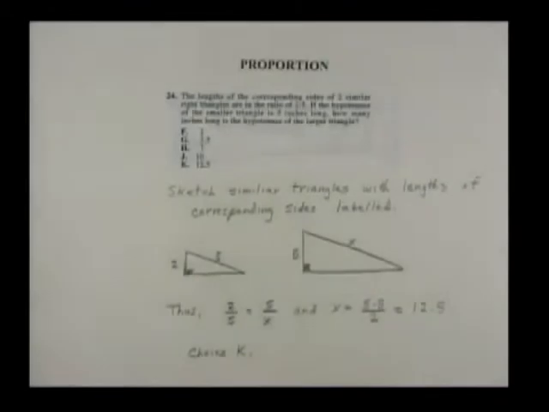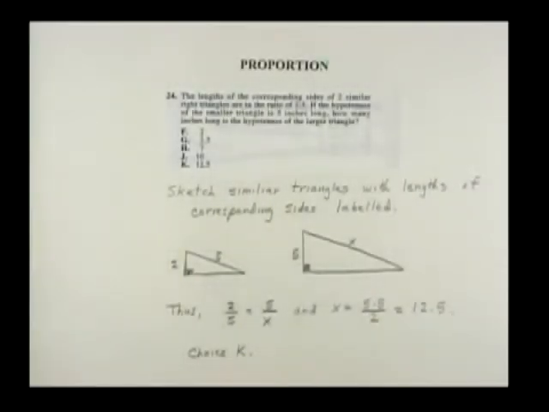In this problem, the lengths of the corresponding sides of two similar right triangles are in the ratio of 2 to 5. If the hypotenuse of the smaller triangle is 5 inches long, how many inches long is the hypotenuse of the larger triangle? Sketch similar triangles with lengths of corresponding sides labeled.